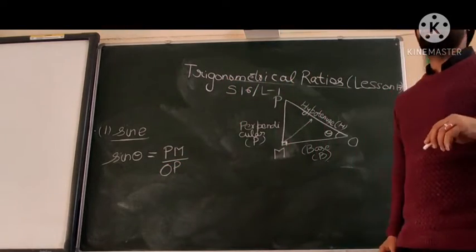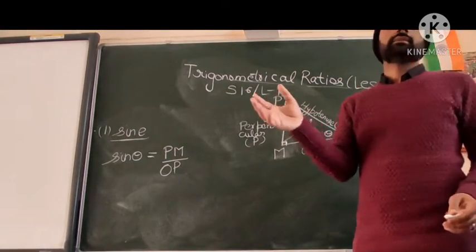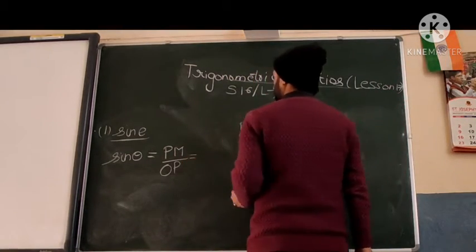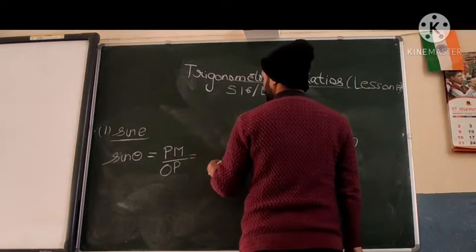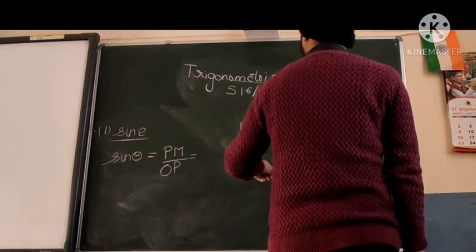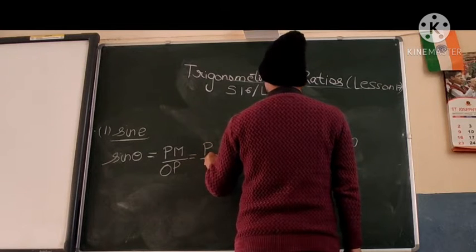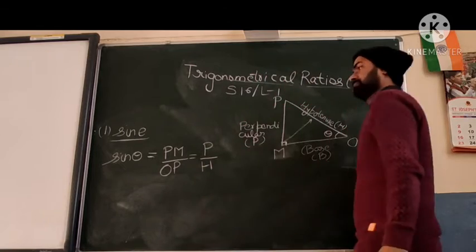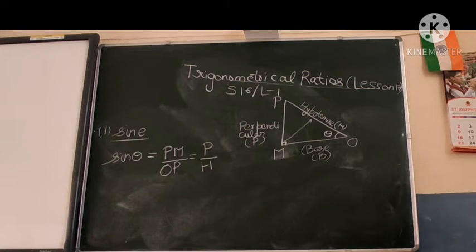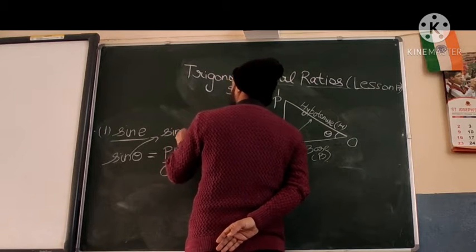So PM and OP will keep on changing from question to question. Someone can name it ABC, MNP, PQR, like that. But one thing will not change, that is what? PM is perpendicular, OP is hypotenuse. Got it? So it is called as sine of theta. Sine theta means what? It is sine of theta.